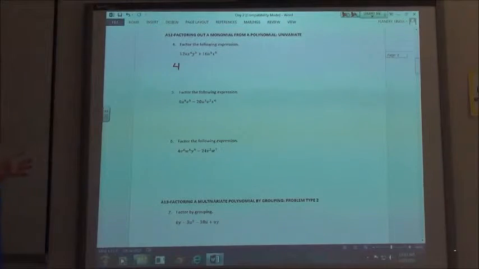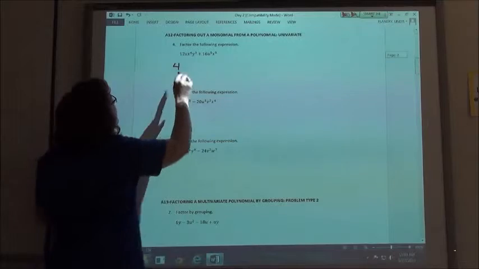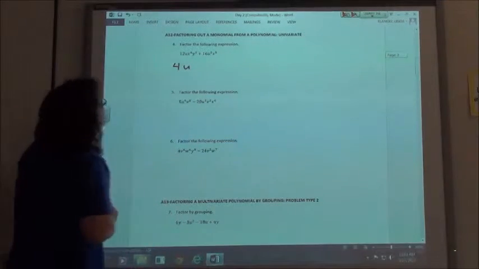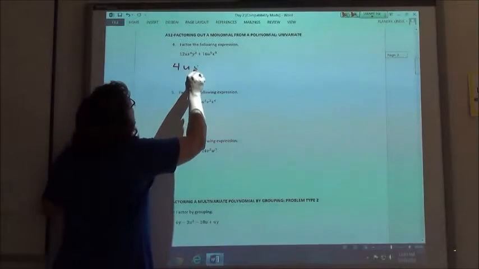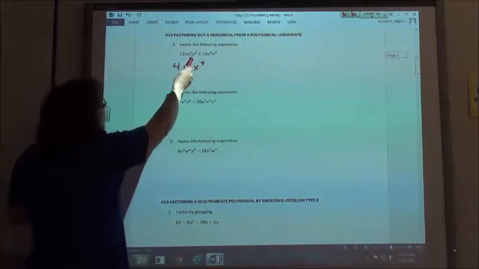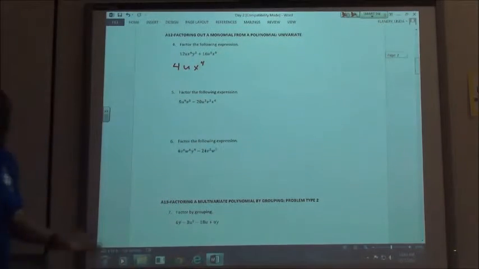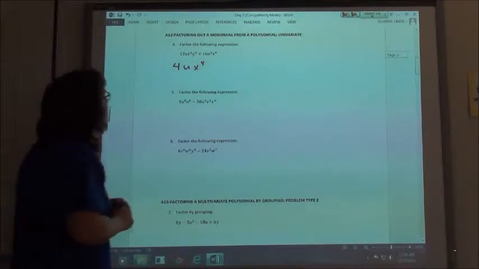And then when I look at my variables, I can only take out the lower amount that I have. So if I have a u and a u to the 5th, I'm going to take out the u. I have an x to the 4th and an x to the 9th. I can take out x to the 4th. And this has a y squared, but that doesn't have any y's, so I can't take out any y's because it's not common to both.